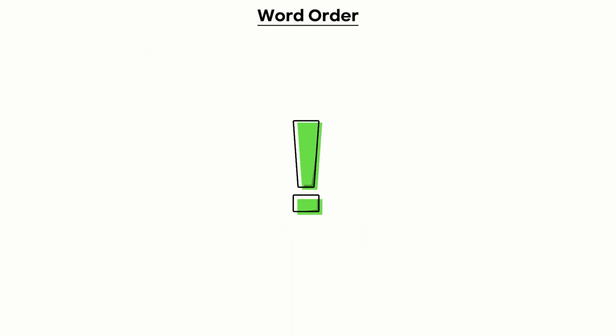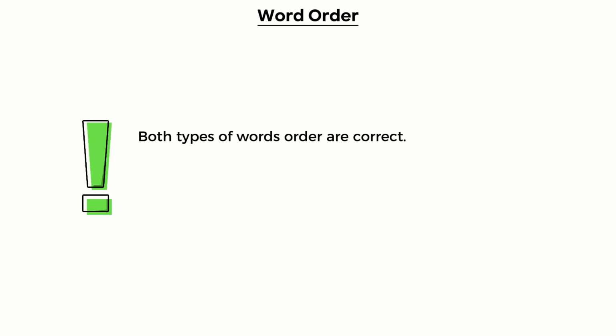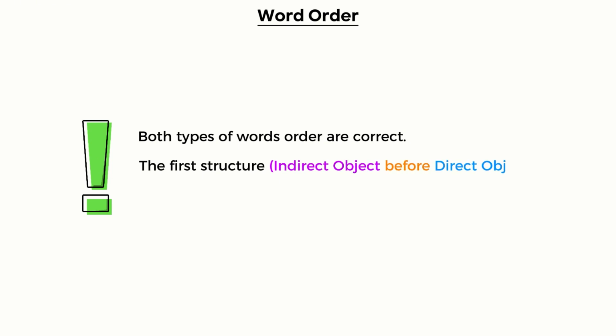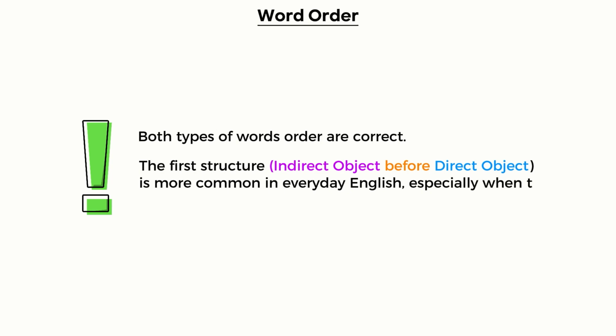Please note, both types of word orders are correct. However, the first structure, indirect object before direct object, is more common in everyday English, especially when the indirect object is a short form, such as a pronoun.